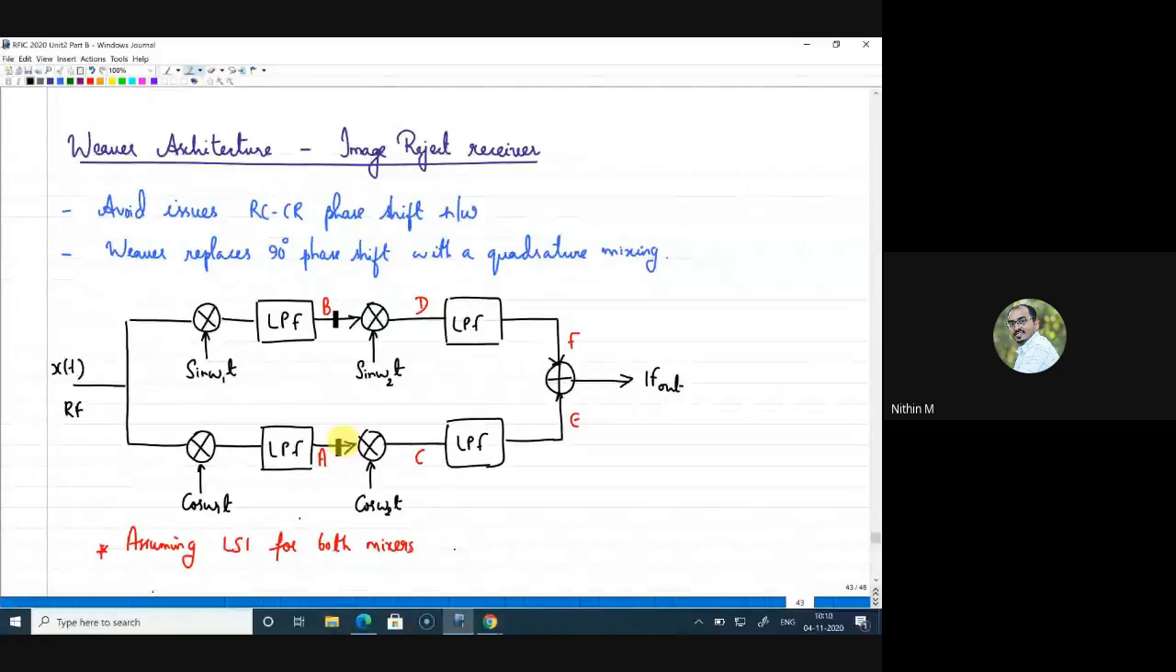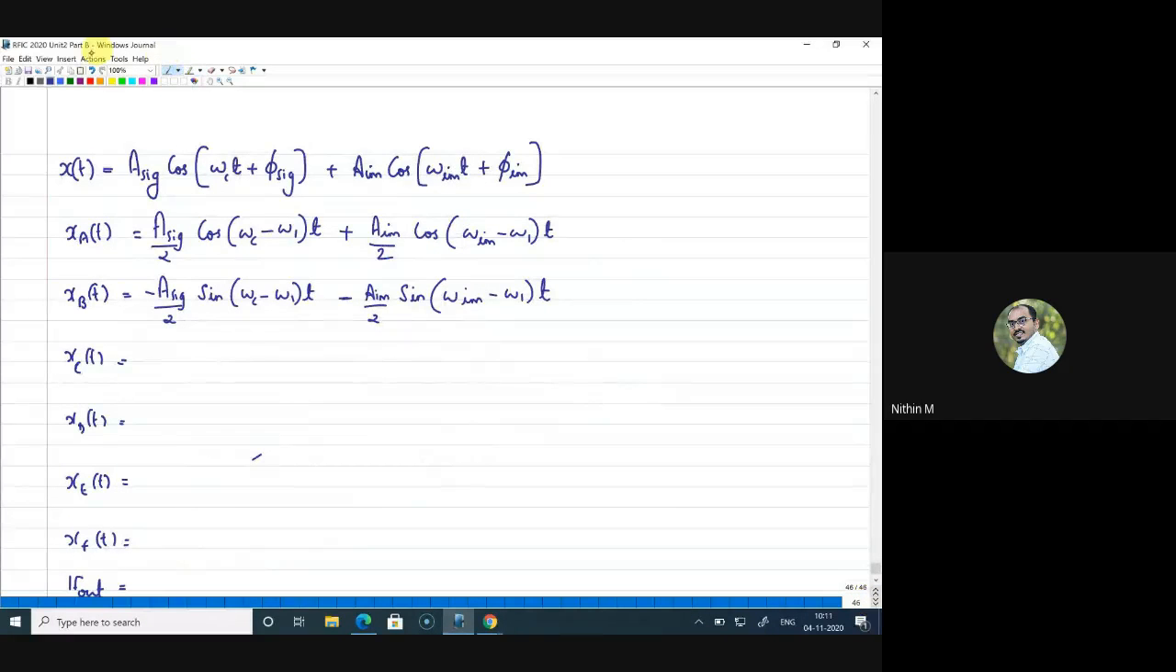Now what we should do is again multiply those components, or again quadrature mixing should be done. Mathematically, the components at xa of t and xb of t should be multiplied by cos omega 2 t and sin omega 2 t. When I do that, I'll get xc of t, which is xa of t multiplied by cos omega 2 t. xa of t has two frequencies, omega c minus omega 1 and omega im minus omega 1.